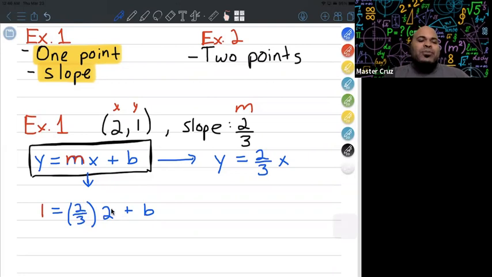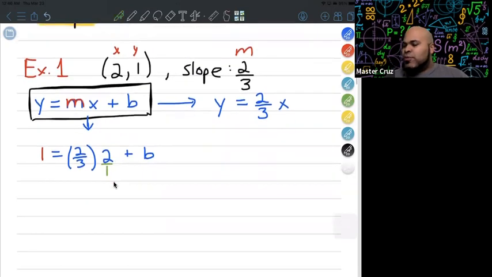Well, I have a fraction times a whole number. We don't like to multiply those. We put the number 2 over 1, so that we could make it a fraction as well. And then we multiply top by top, which will give me 4, and bottom by bottom, which will give me 3. So the next step here will be that 1 equals 4/3 plus b.